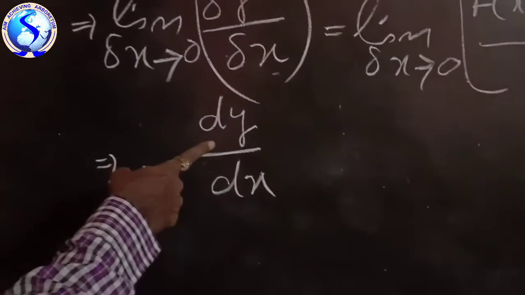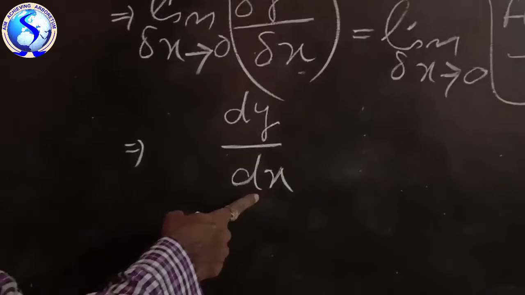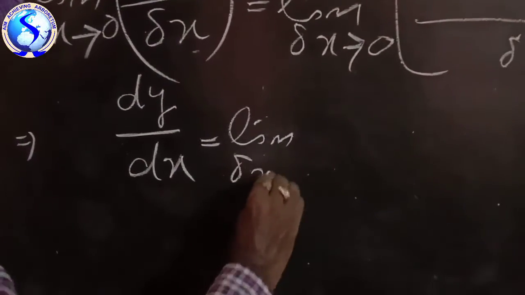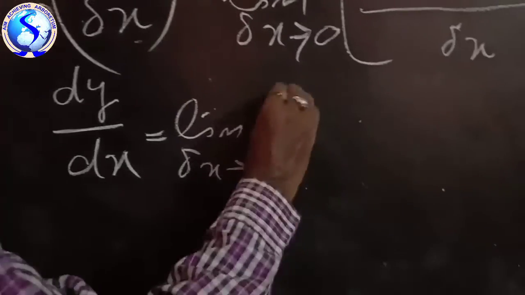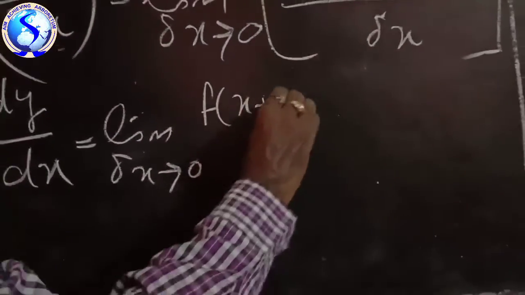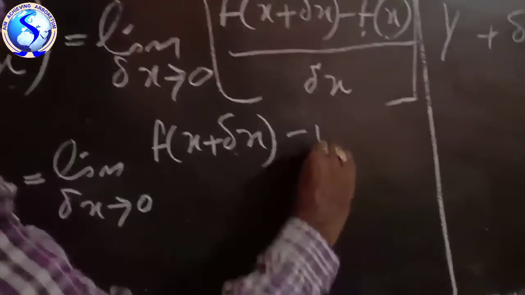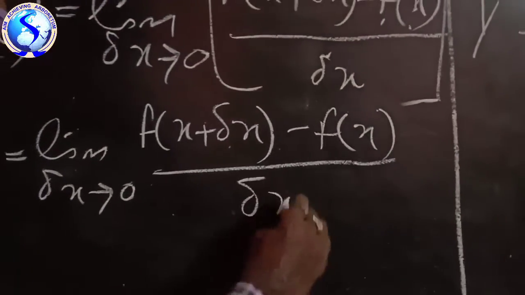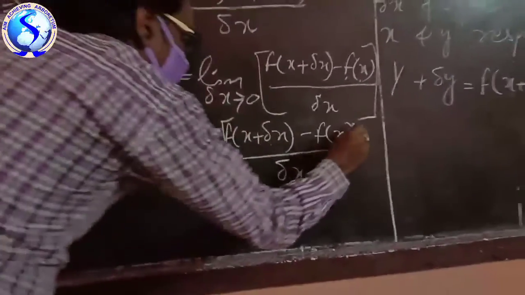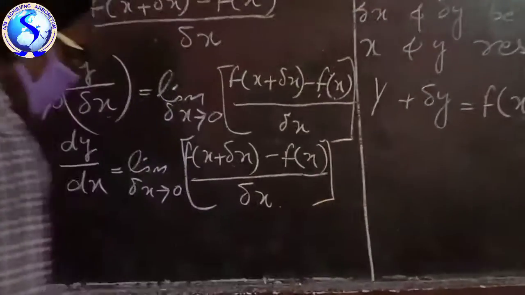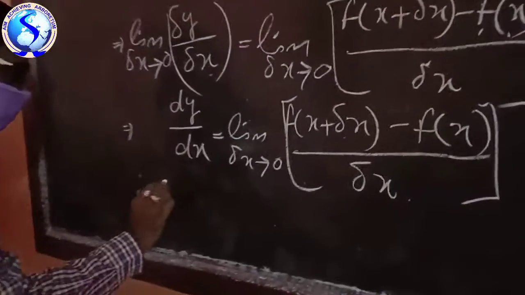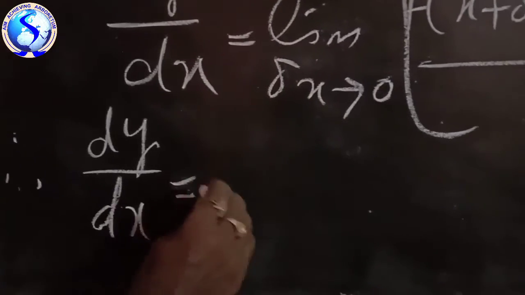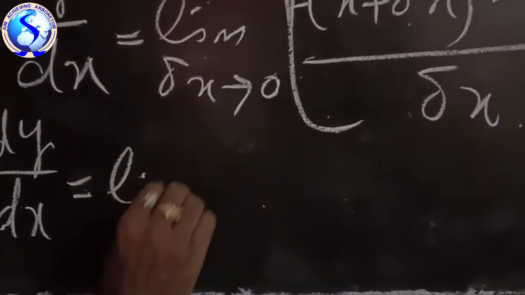Now, this is nothing but dy by dx. This is the derivative of y with respect to x, which is equal to limit delta x tends to 0, f of x plus delta x minus f of x whole divided by delta x. Instead of delta x, you can write h also. Therefore, dy by dx. This is called derivative by first principle.